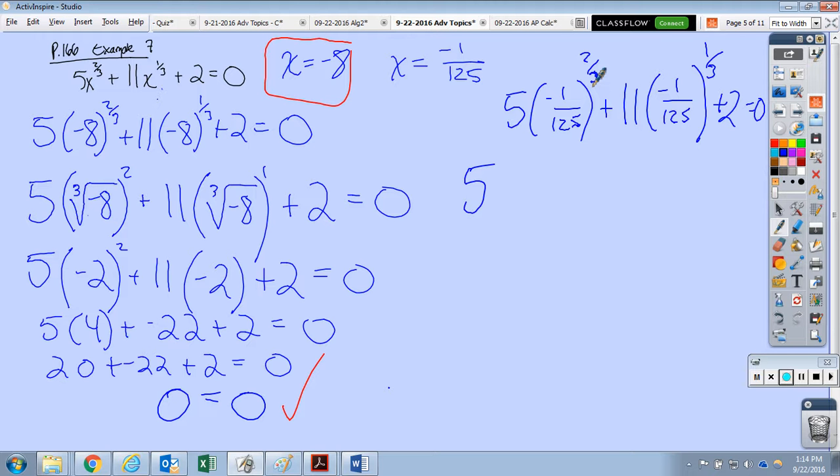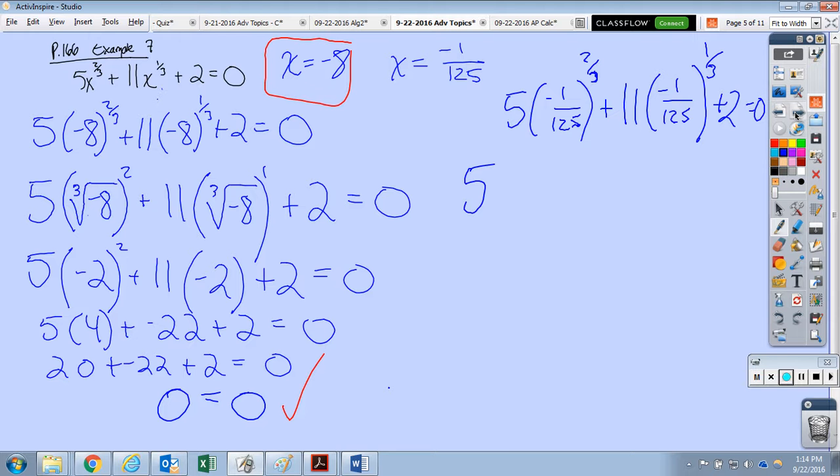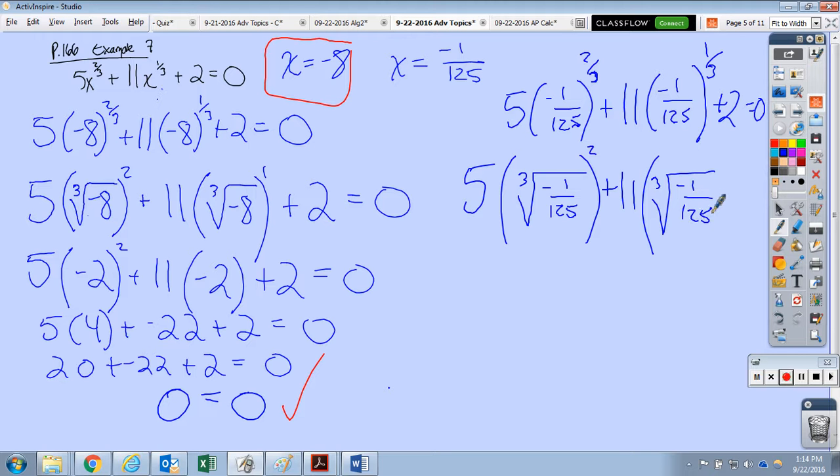So here, again, we can rewrite this. But you guys already know what the cube root of -1/125 is because we did it when we did our work. Right? It was -1/5. So basically we have the cube root of negative 1/125th squared plus 11 times the cube root of negative 1/125th to the first power plus 2. Does that equal 0? I know it looks daunting, but you guys already did this in the work.